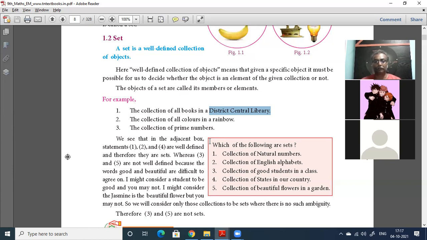Collection of states in our country. How many states do you have now? Yeah, when I was studying, it was 22, then it became 23, 24, 25, 26. Now how many? 29, uncle. 29 states now. Very good.